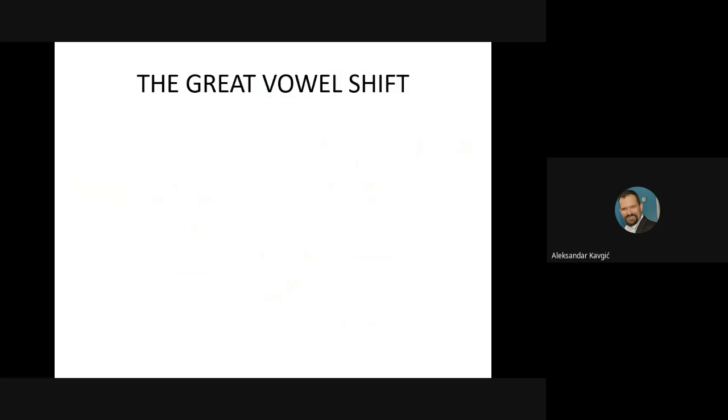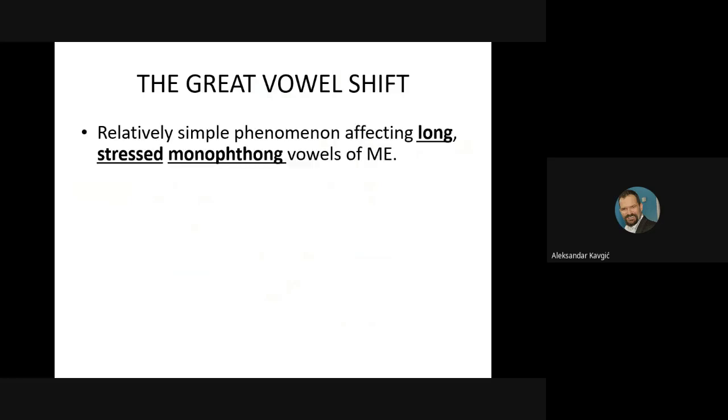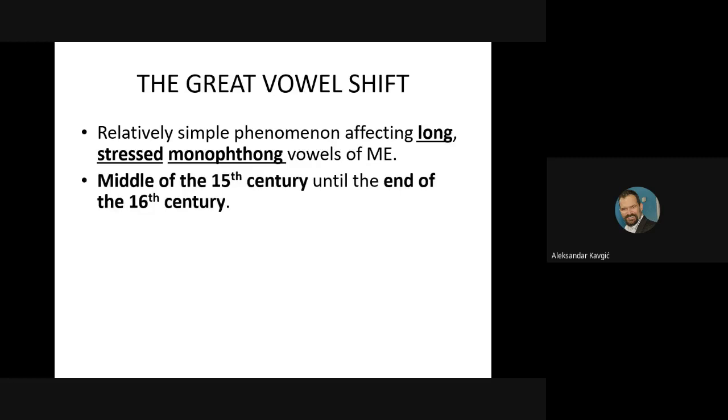So without much further ado, you know that the Great Vowel Shift was a shift. It affected virtually, it had almost no exceptions, and it affected long, stressed, monophthong vowels in Middle English. So it happened in Middle English, and we think that it started in the 15th century based on historical records and comparing letters of young and old people from those days. And it finished, let's say, after 150 years, at the end of the 16th century.